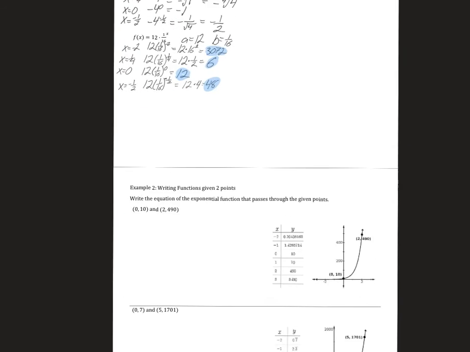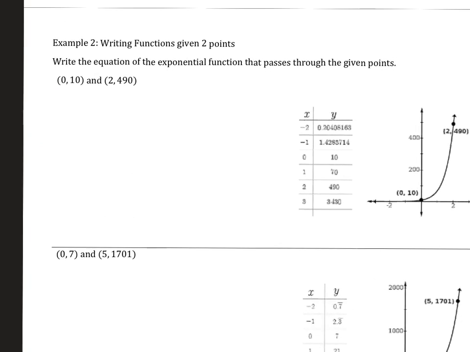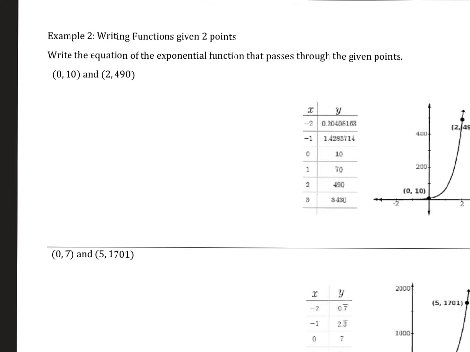Okay, so let's go ahead to the next page. This time, I want to write the equation of the exponential function that passes through the given 2 points. So, remembering that exponential functions are a times b to the x. Well, can't I go ahead and plug in some points here? So I know y, so this is x and this is y, right?